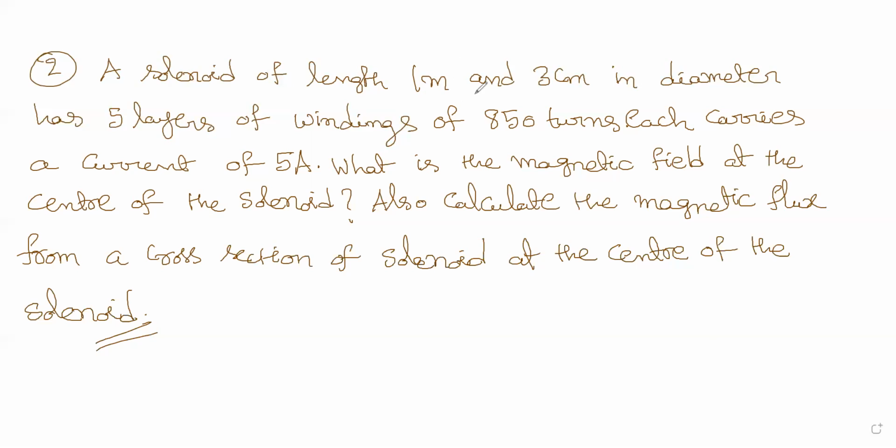And here we go. The solution goes like this. What are the things which are given to us? The number of turns: there are 5 layers, each of 850 turns. So 5 times 850 will come into the picture.